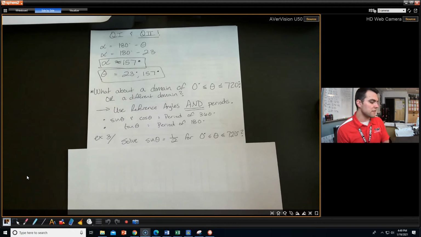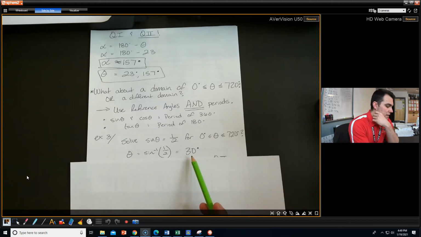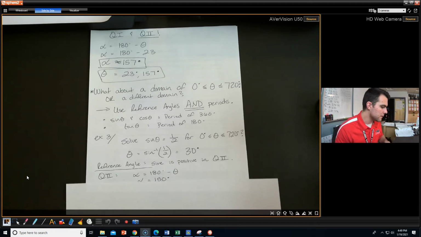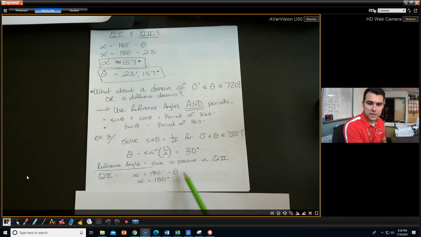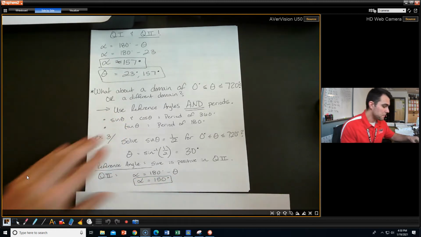Let's say I solve sine theta equals 1/2 on that domain from 0 to 720 degrees. Well, if I take the arc sine of both sides, I'm going to end up getting 30 degrees for theta, right? That's my initial angle. So now I've got to find the reference angle of that as well. Sine is also positive in quadrant 2, so I've got to do 180 minus 30. I get 150 degrees. Okay, sweet. So that's another answer of mine.